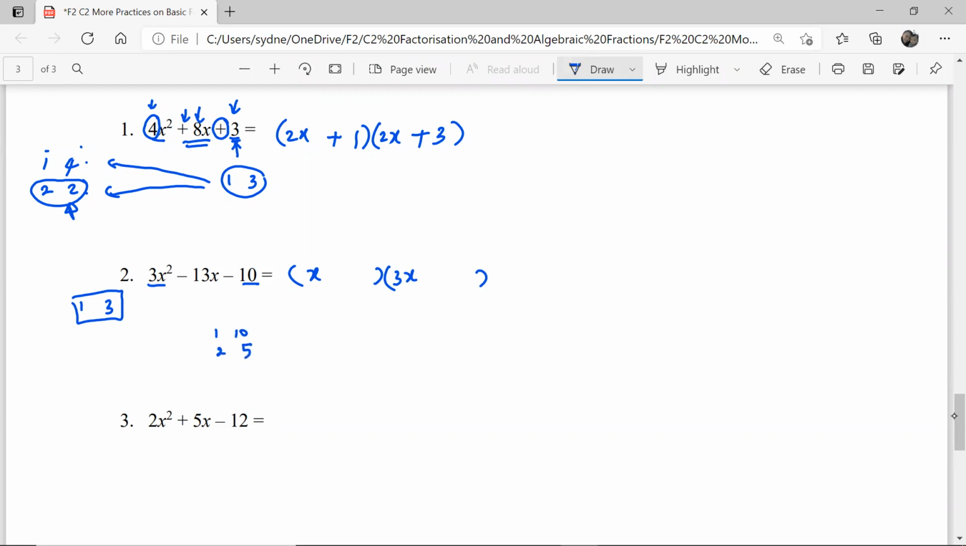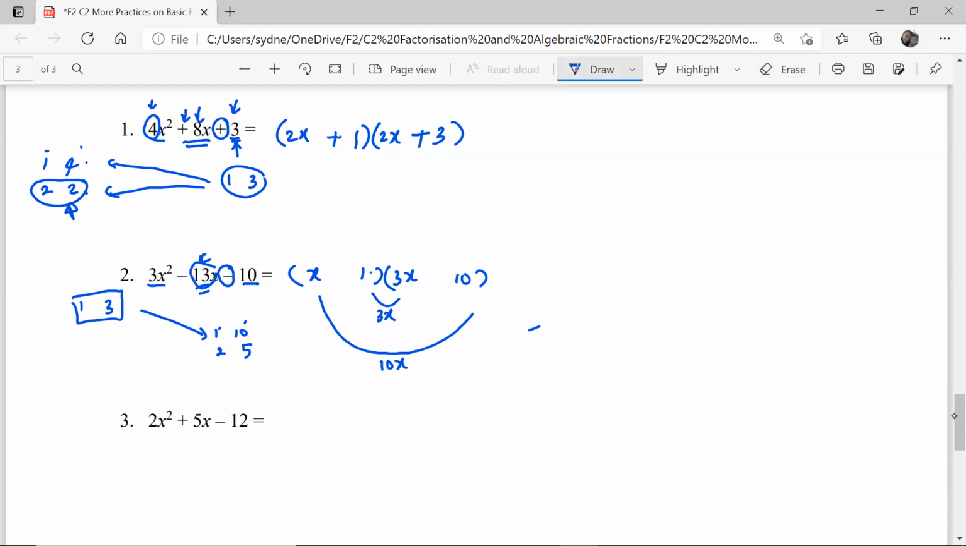So now we have to test if 1, 10 can give us 13x. We get the inner pair and the outer pair. And after that, what are we supposed to do? We minus them. Okay, we've got a minus. So let's find out. If I put 1 here and 10 here, I will have inner pair 3x, outer pair 10x. 3x and 10x, if I minus, I will not get 13x, so no.